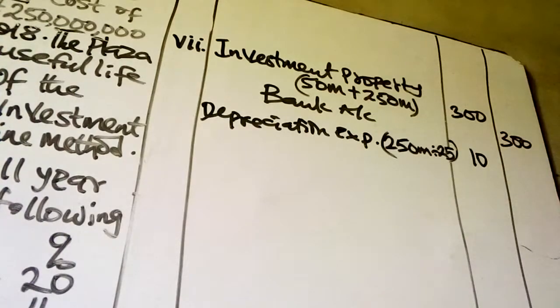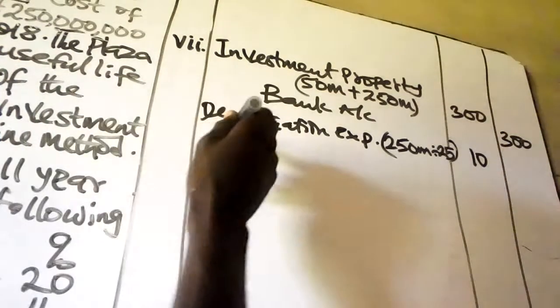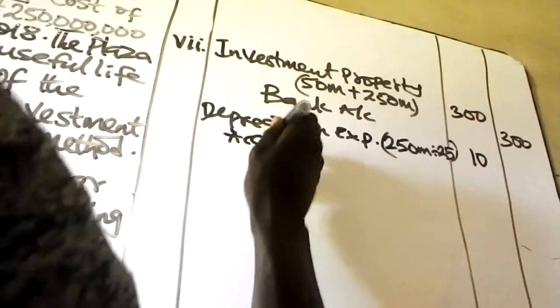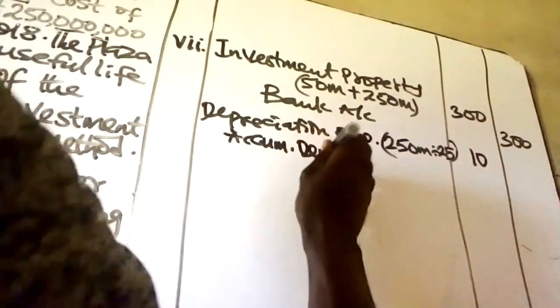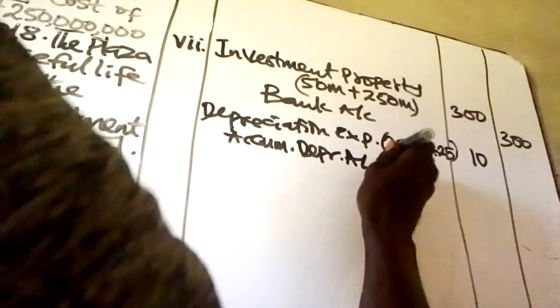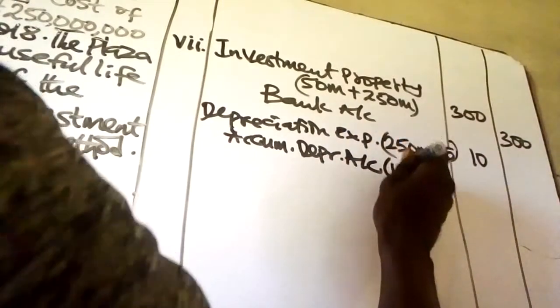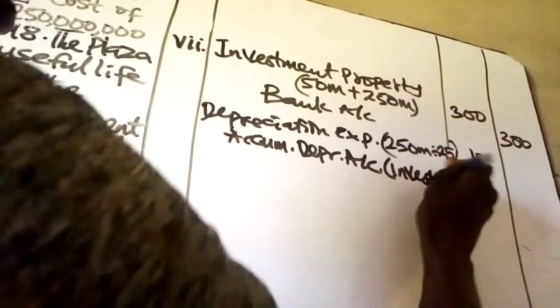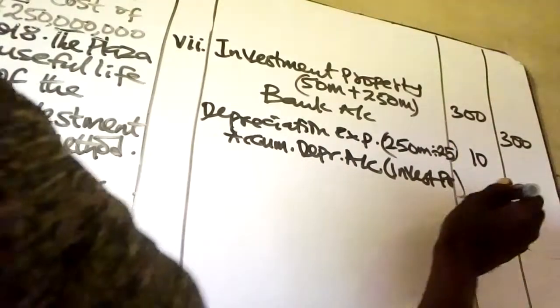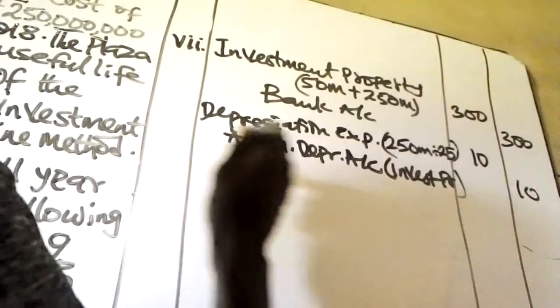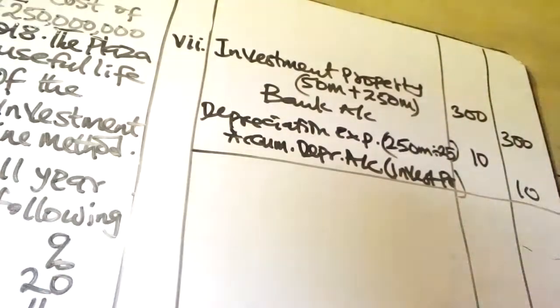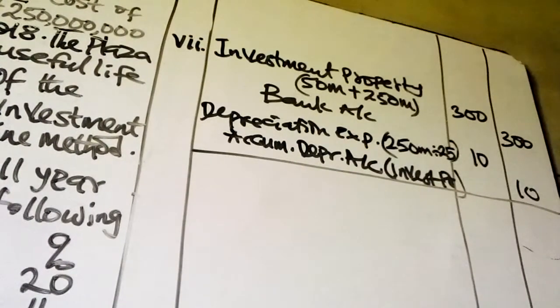Then you credit accumulated depreciation account, or you credit the investment property, with that 10 million. That is the entry required to record the investment property that was acquired during the year. Then note 8.